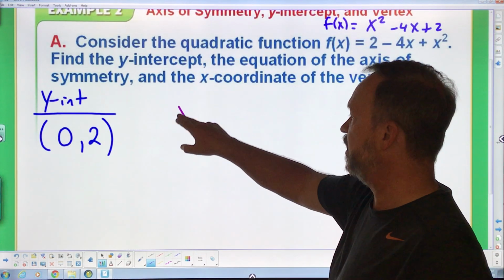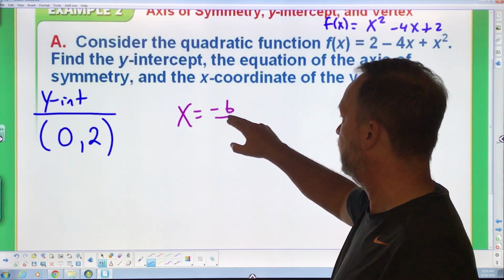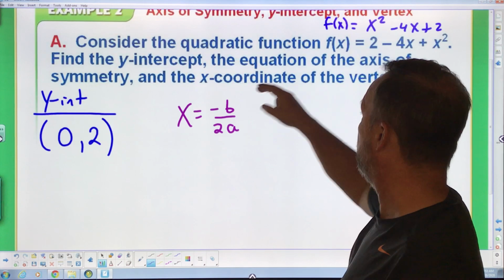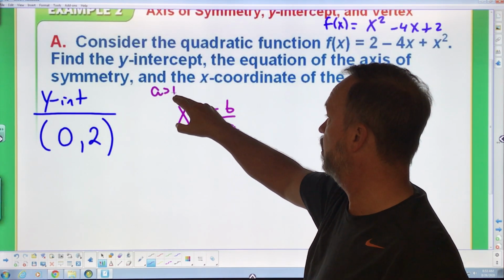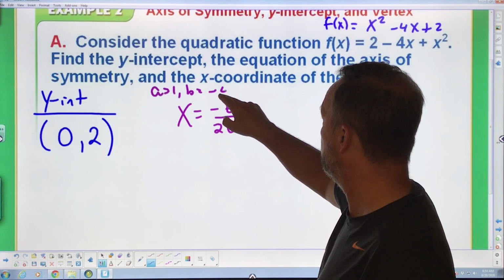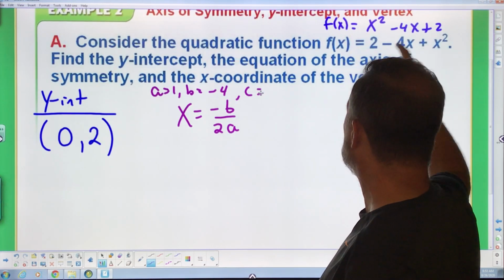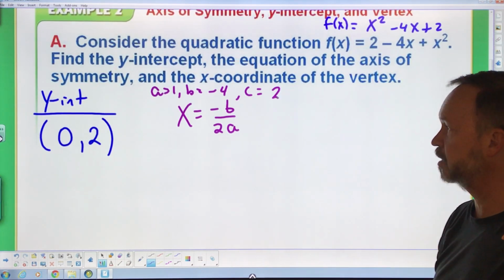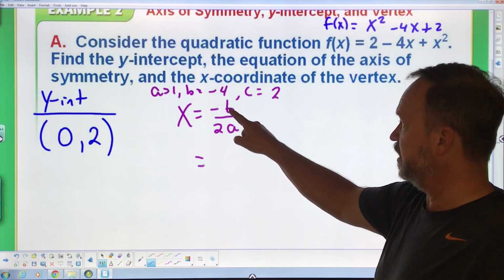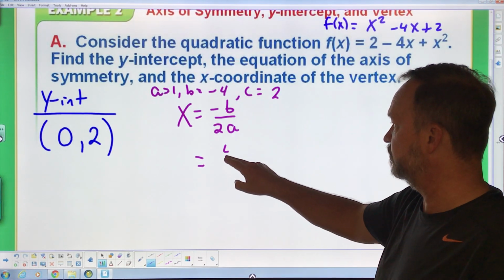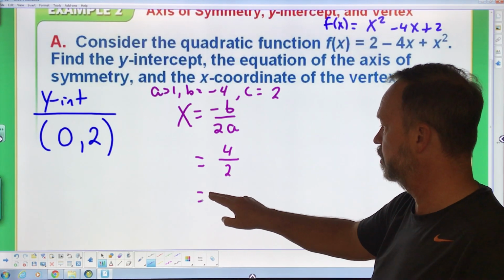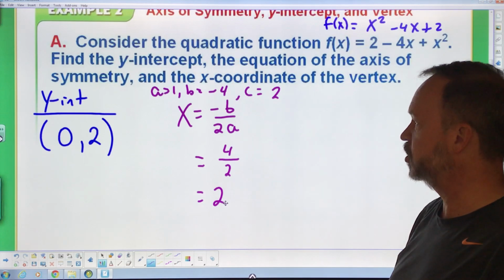Well, the equation for the axis of symmetry is x equals -b over 2a. When we look at this, now that I've got it written in better form, a is 1, right? B is -4. And C is 2, although I don't need the C to do this work. I'm just making that observation. So the opposite of B, since B is -4, is +4. And 2 times A is 2 times 1. So the axis of symmetry is 2.